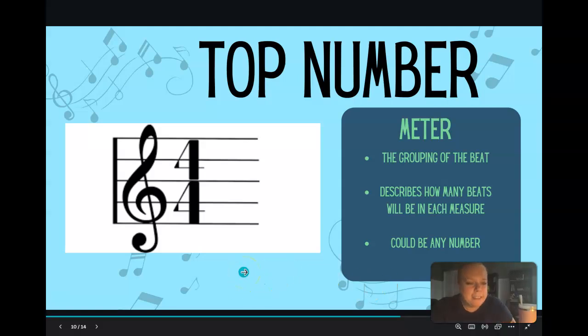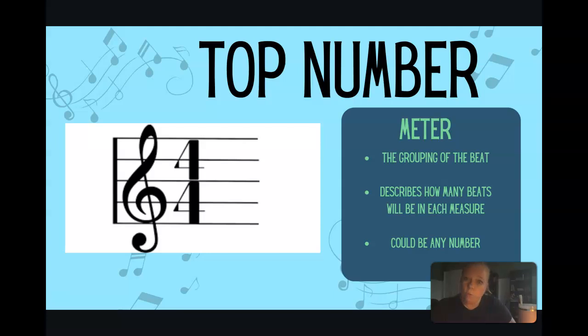Now, when we look at a time signature, there are two numbers. One number on top of another number. Now, this isn't a fraction in the same way that it may look. It is an if-then statement. It tells us many things about how the music's going to work. That top number tells us about the meter. It tells us about the beat. The beat is that steady underlying pulse, and the meter is the grouping of the beat.